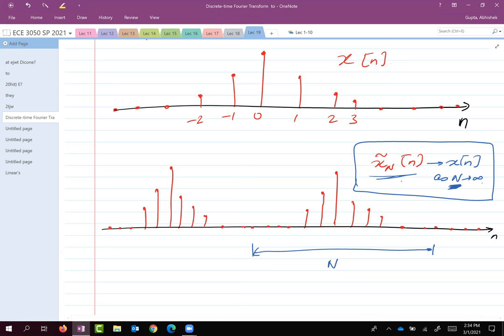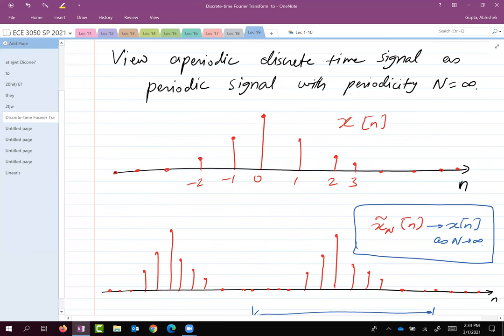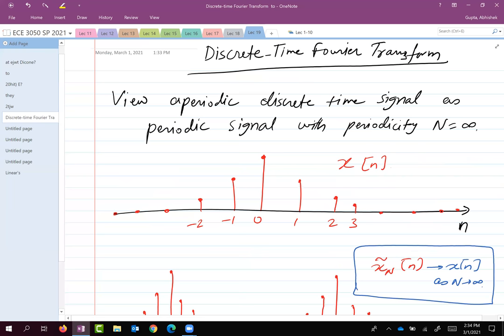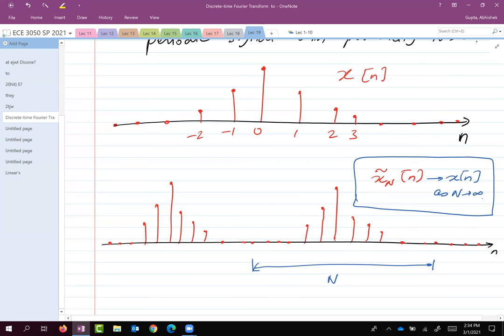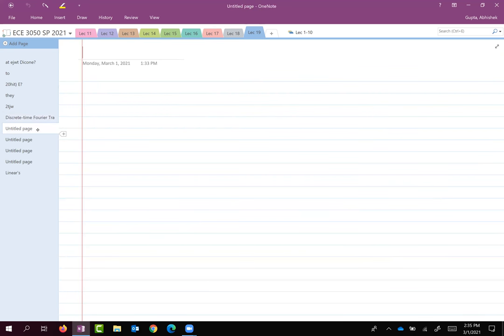Now, for this periodic signal, x tilde of capital N, I know exactly how to compute the Fourier series. So let's try and compute the Fourier series. Any questions so far, before we jump on to computing the Fourier series? Okay, we are just going to mimic the same steps we did for continuous time Fourier transform. Think of it as a revision for continuous time Fourier transform.